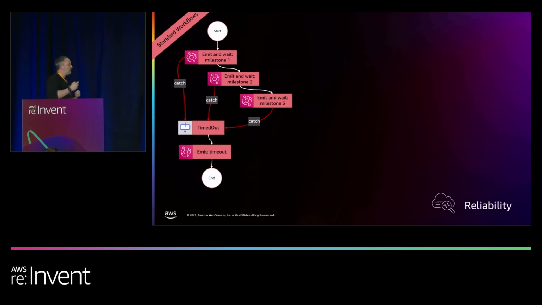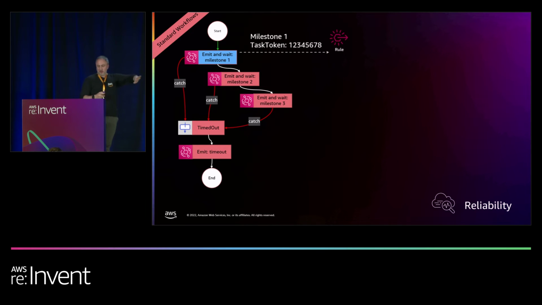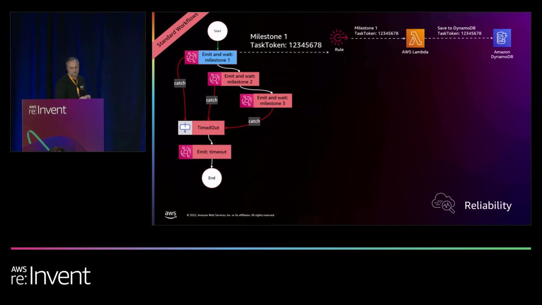The emit and wait. Imagine you have a workload where there are individual milestones that have to be met before you can progress, like a production line, like Serverless Espresso. So here, I start at milestone 1, and I emit an event onto my EventBridge event bus, along with my task token, and my workflow will pause there. I have a rule in my EventBridge to route that event to a DynamoDB table. I'm going to save that for later on, because I'm going to need that to resume my workflow.